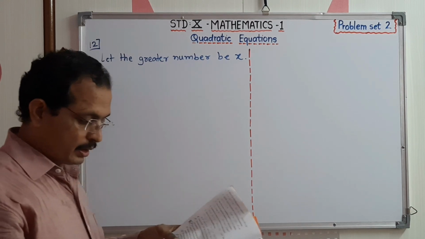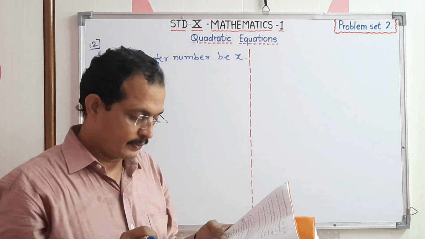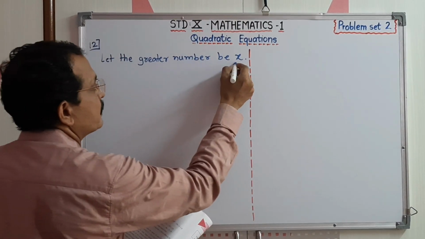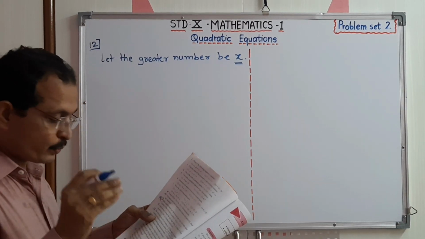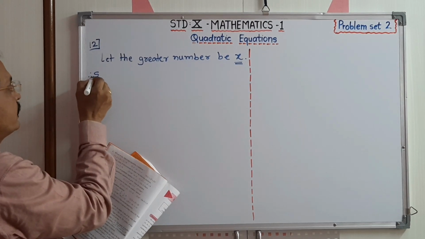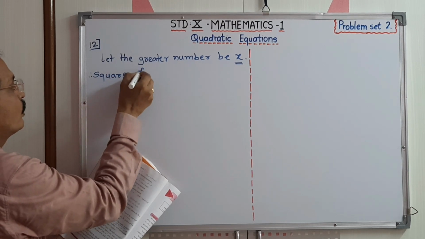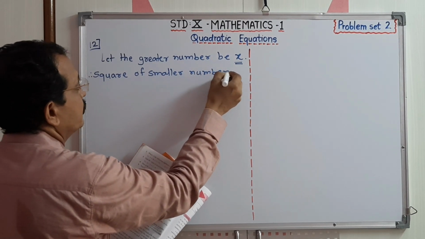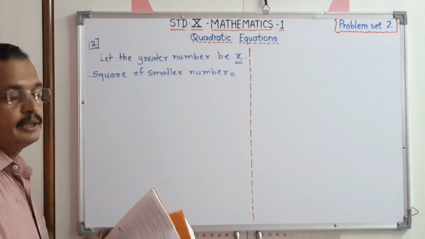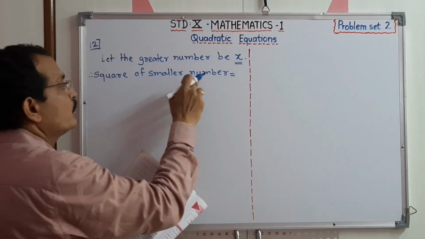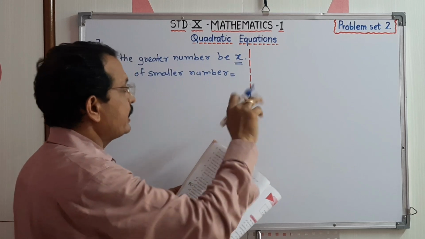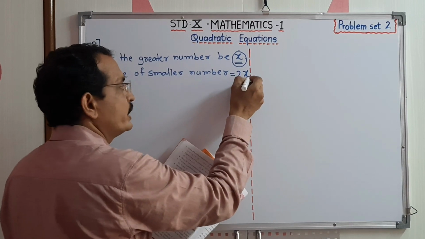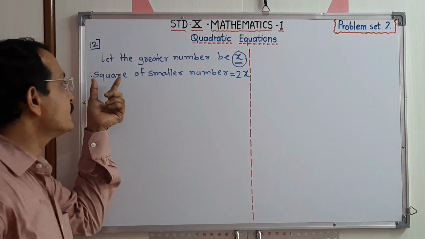Now see, the square of the smaller number is twice the greater number. The greater number is x. Now the condition is the square of the smaller number. Therefore we have to write the square of the smaller number is equal to, how much is it? It is twice the greater number. Greater number is x, and if we take twice of that, it is 2x, and that 2x is the square of the smaller number.